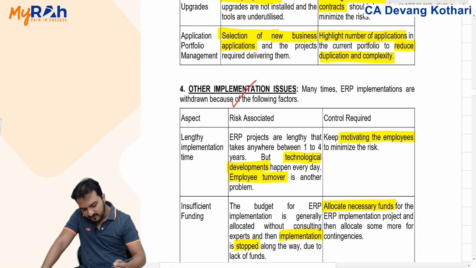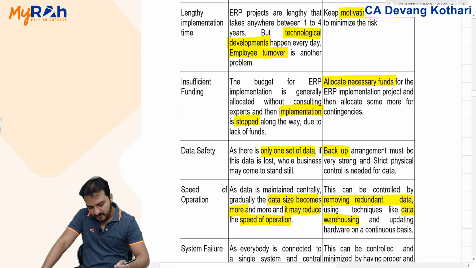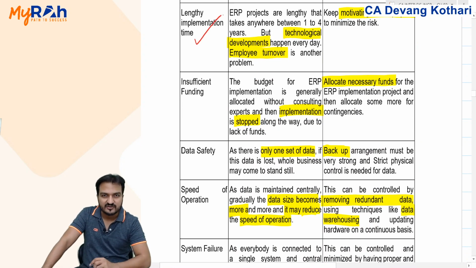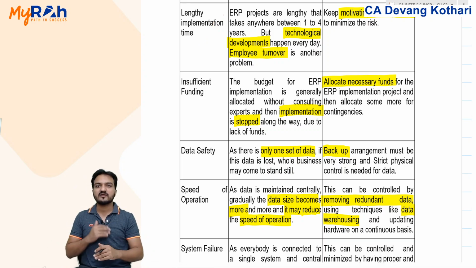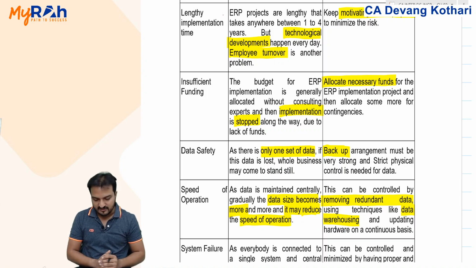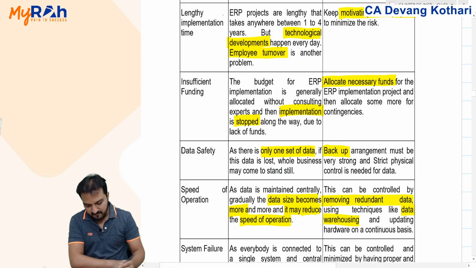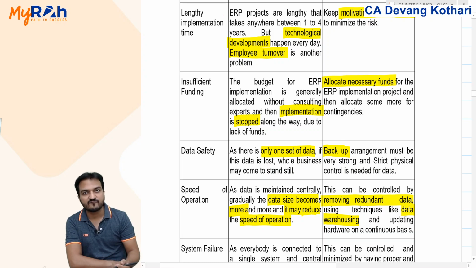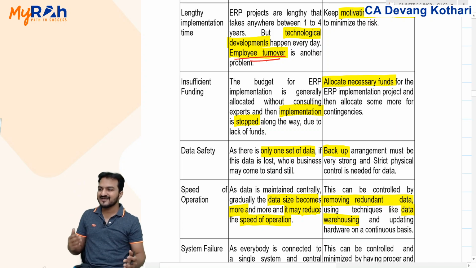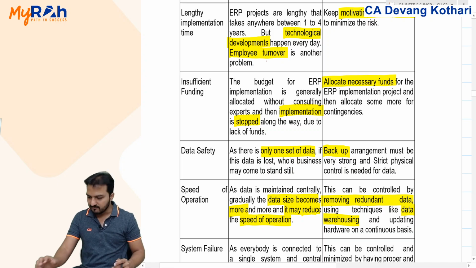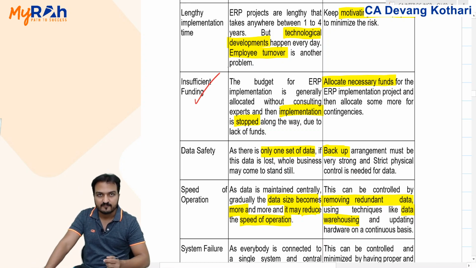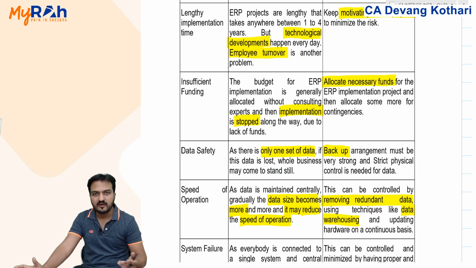Other implementation issues are general points here, like lengthy implementation time. Yes, ERP implementation is a lengthy process, because it will take time to give training to the workers and all. Maybe by the time of completion of the process, there might be employee turnover. Because if the ERP implementation takes, say, 2 years, in 2 years many employees might leave the company, then that might be a problem. Insufficient funding. Now that it is a lengthy process, during the process of implementation, what if your money is exhausted?